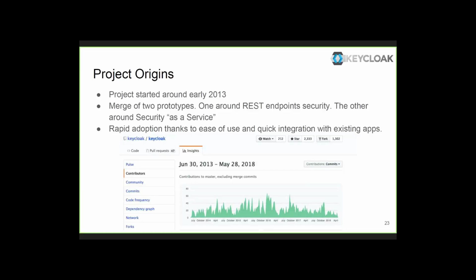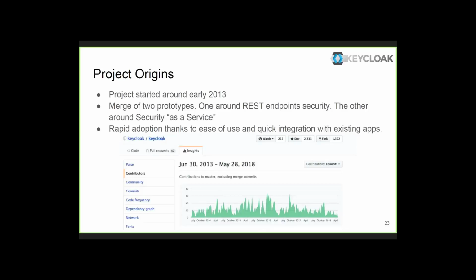Yes, we do. Okay. So KeyCloak as a project started around early 2014. The origins of it are quite interesting. So there were two prototypes. One was implemented by Stian, who's with us here, and one by Bill Burke. One being around easy security for REST endpoints, and the other providing security as a service for applications.